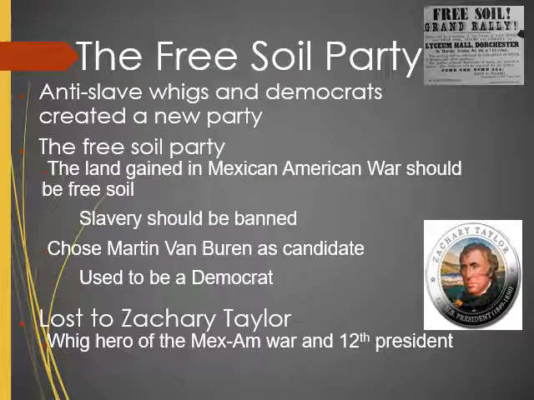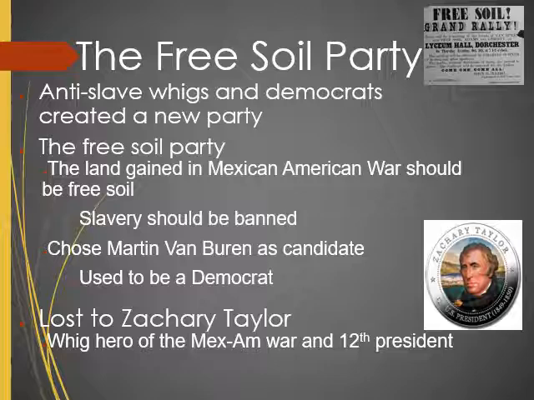And so, with this political issue where no one would take a side, some people got really frustrated. The people that were against slavery and wanted to take a stand, who were Democrats and Whigs, decided to split off and create a brand new party where they could officially oppose slavery. They created the party called the Free Soil Party. The Free Soil Party's main idea was that all the land gained in the Mexican-American War should be free soil, so slavery should be completely banned from those places. And they chose Martin Van Buren as their candidate.